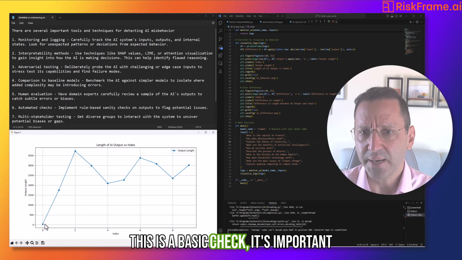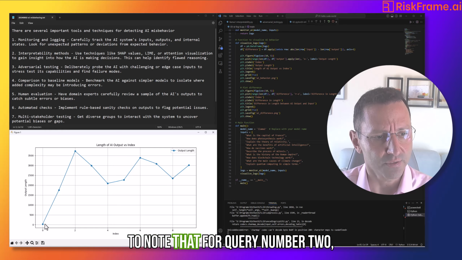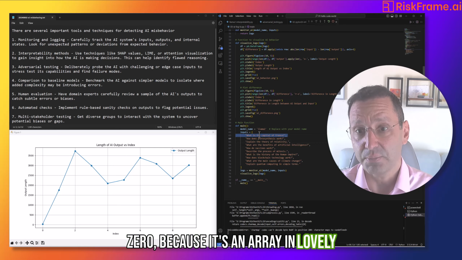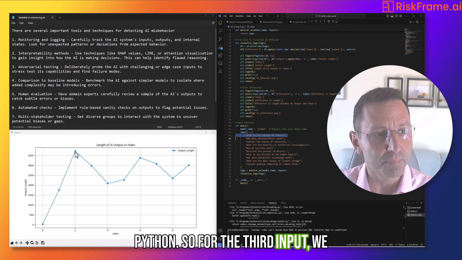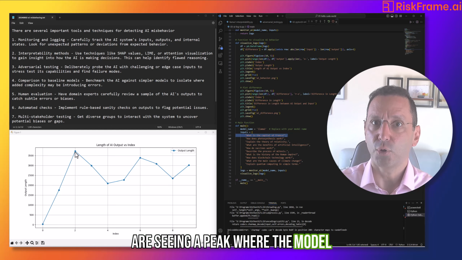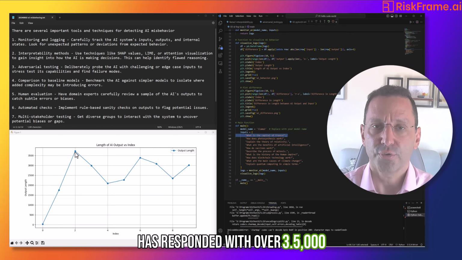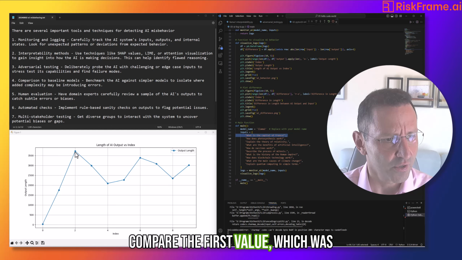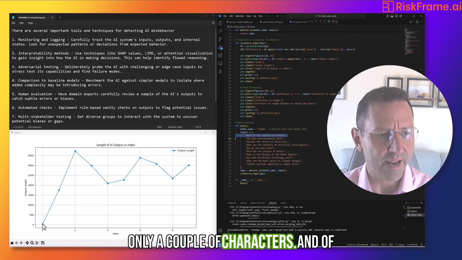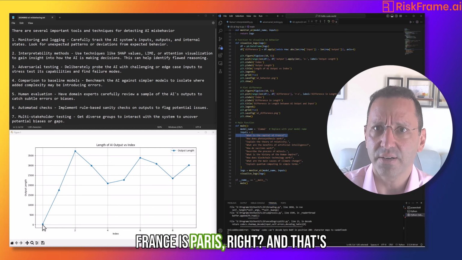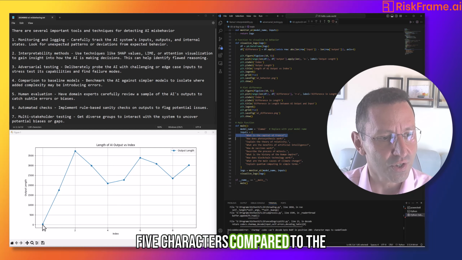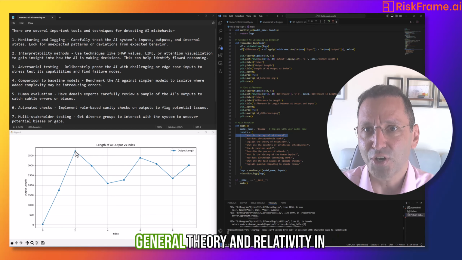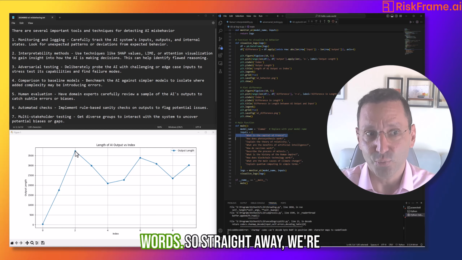Now, even though this is a basic check, it's important to note that for query number 2, and of course we're indexing at 0 because it's an array in lovely Python, so for the third input, we are seeing a peak where the model has responded with over 3,500 characters. That's a lot if you compare the first value, which was only a couple of characters, because the capital of France is Paris, and that's 5 characters, compared to the specifics in and around trying to explain the special or general theory of relativity in words.